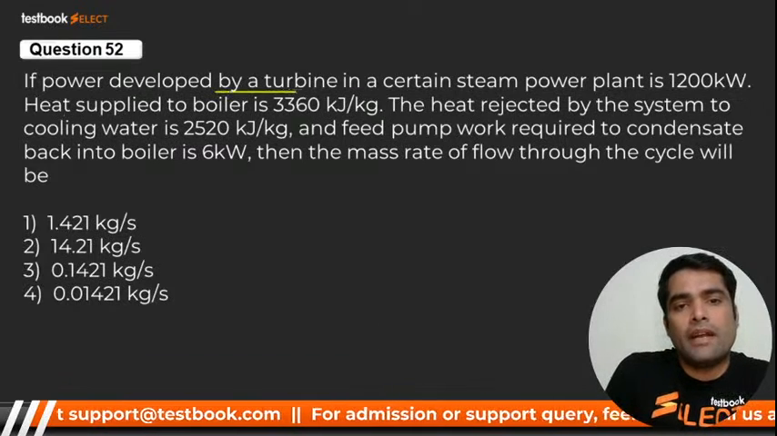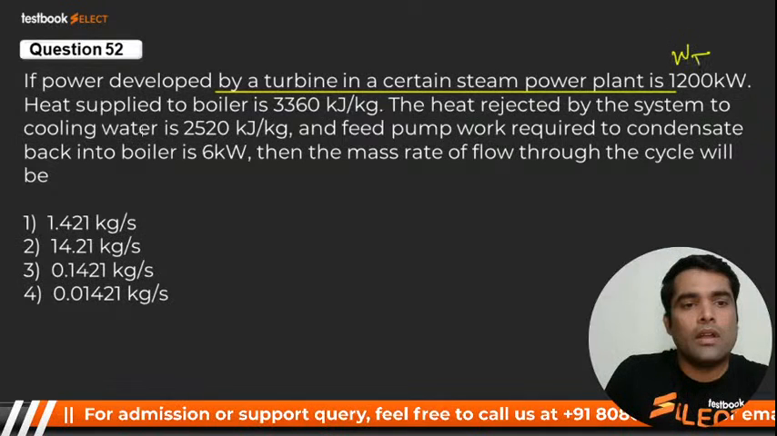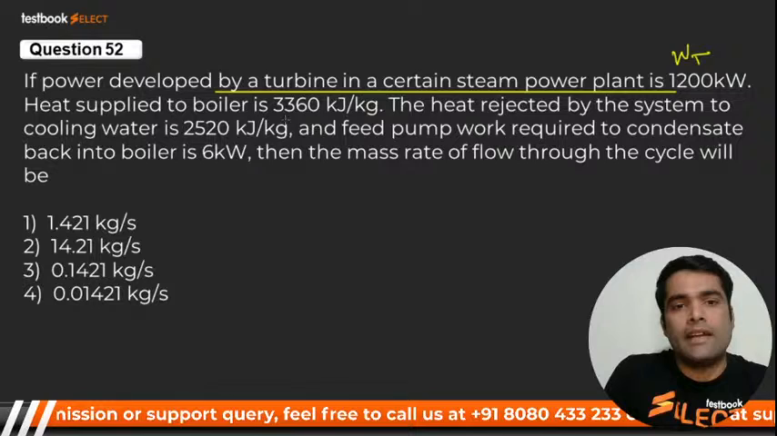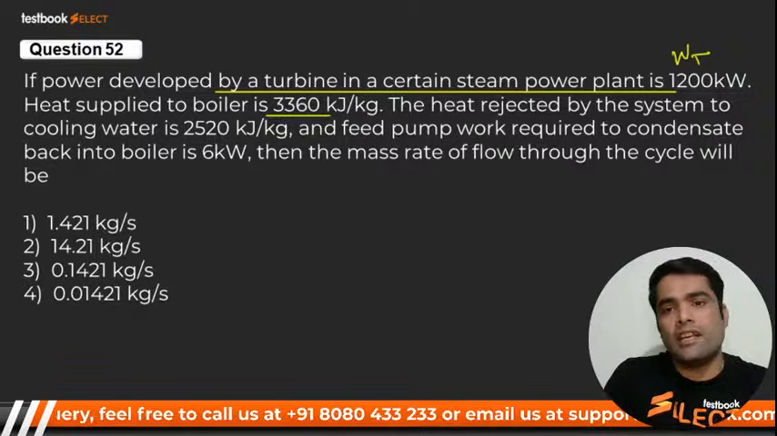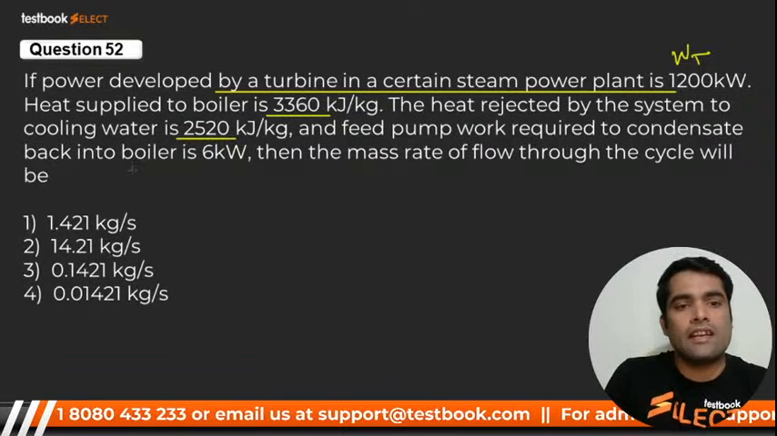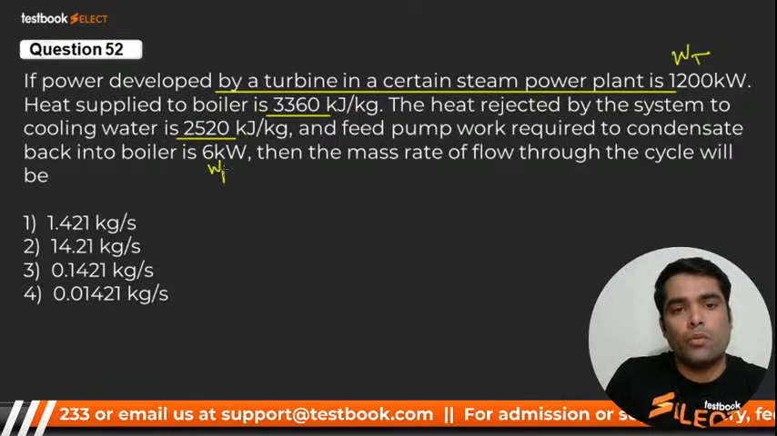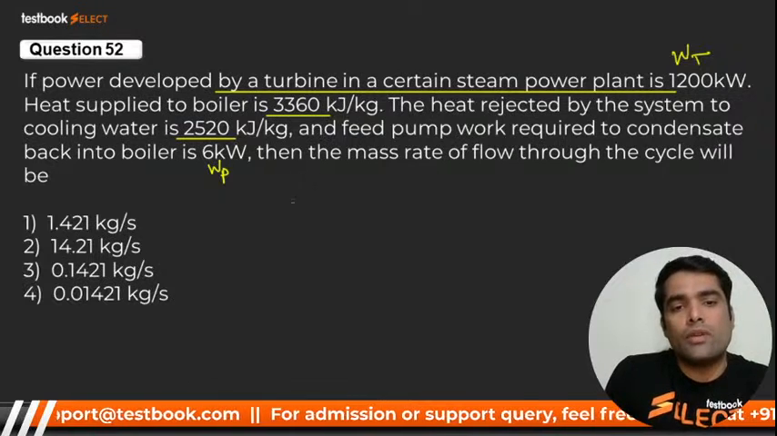See that, what it says. If power developed by turbine in a certain steam power plant is 100 and heat supplied to the boiler Qs is 3360 kilojoule per kg. The heat rejected by the system to cooling is this one. Feed pump required to condense the steam back is Wp. Then mass flow rate, my dear, you should know how much heat you had supplied.